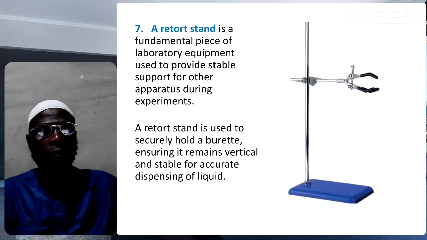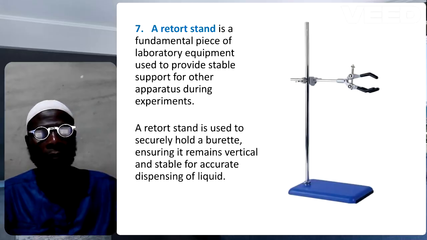So the next one is a retort stand. So a retort stand is a fundamental piece of laboratory equipment used to provide stable support for other apparatus during experiments. A retort stand is used to secure a burette, ensuring it remains vertical and stable for accurate dispensing of liquid.